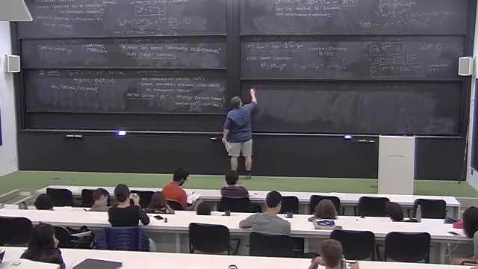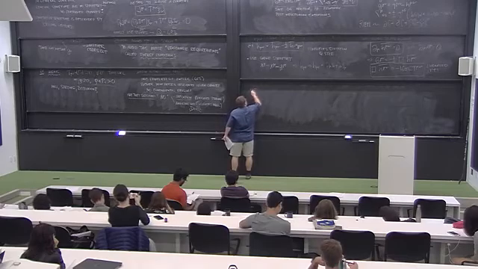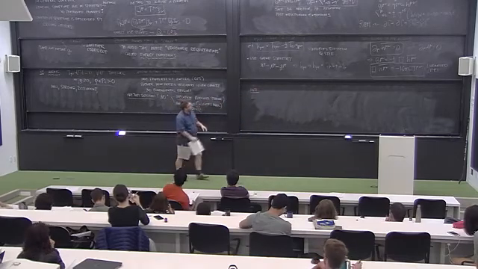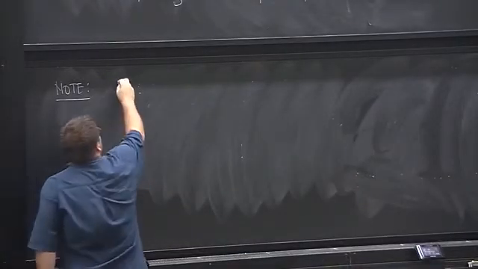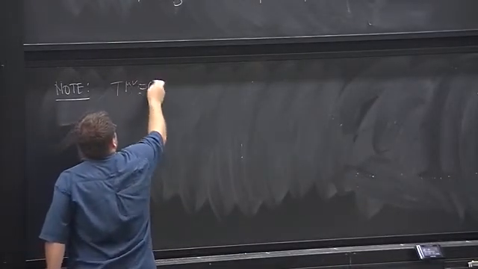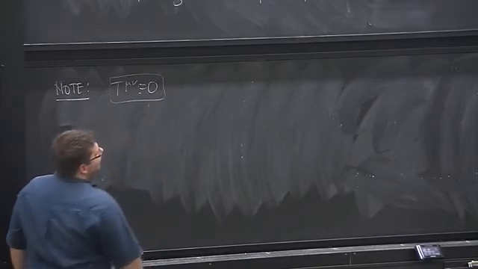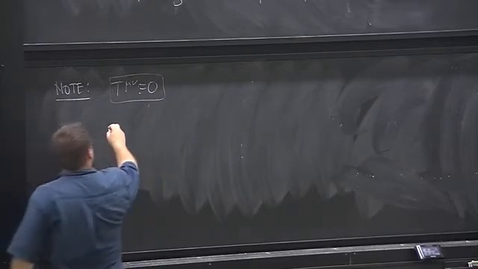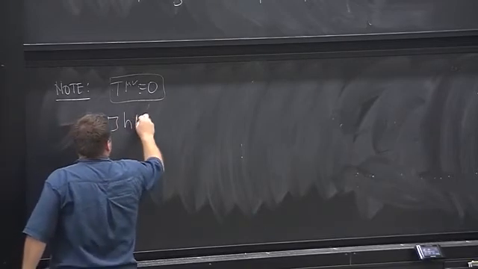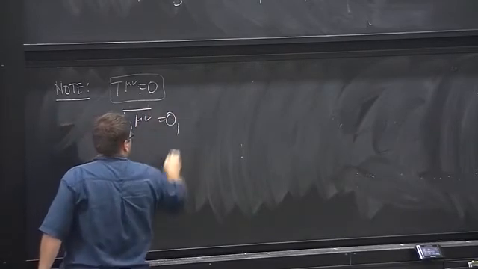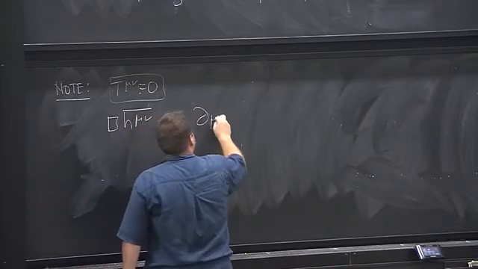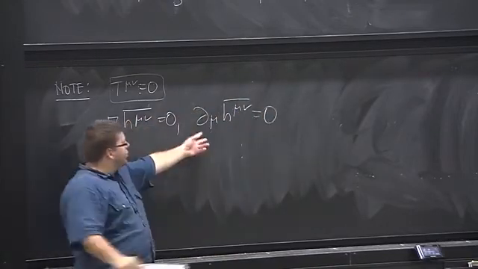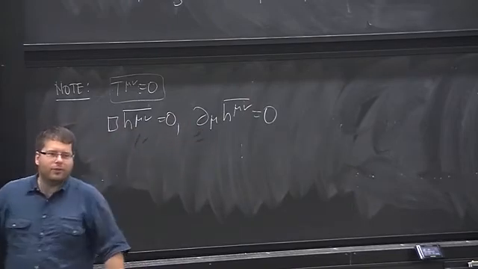So just a note, and again, I don't know if we'll have time to discuss this next week. We shall see. Let's say I switch off the sources, so T mu nu equals 0. Then we have two equations to solve. We have the equation box h mu nu equals 0, and then d mu h mu nu equals 0. This is my gauge condition, and this is my wave equation.